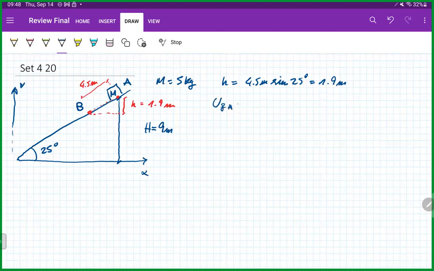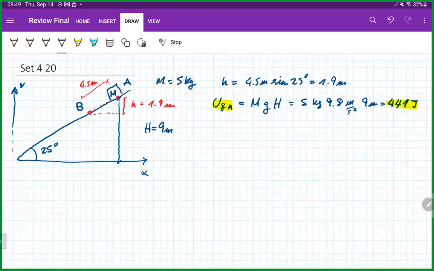So UGA, it's mg big H, right? So that's the gravitational potential energy at point A, and that's going to be 5 kilograms, 9.8 meters per second squared, and 9 meters. That's 441 joules. All right, that's fairly straightforward. That's the gravitational potential energy for A, because we know the total height at which the block is positioned, right? And then we need to calculate that energy after it traveled 4.5 meters.